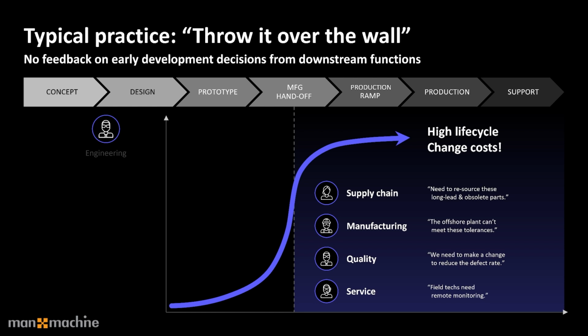Because if those teams point out issues to the engineering team afterwards, it now needs to go back to the engineering team to be reworked and then sent in. The further down this process we get, the higher the cost of implementing a change is going to be.